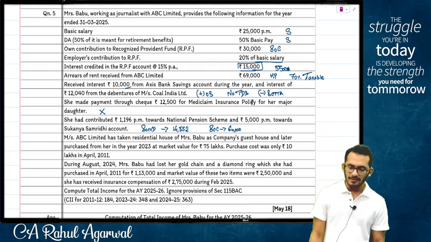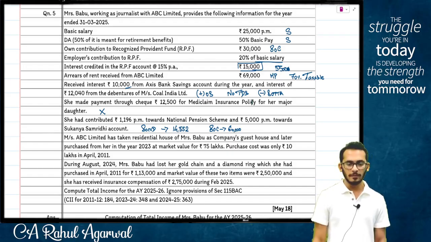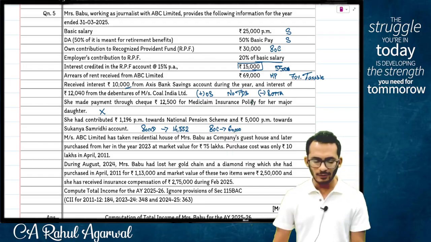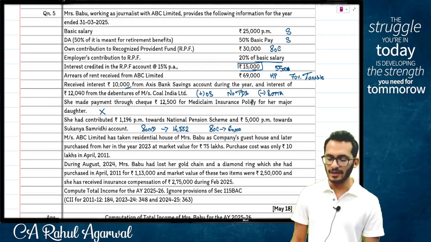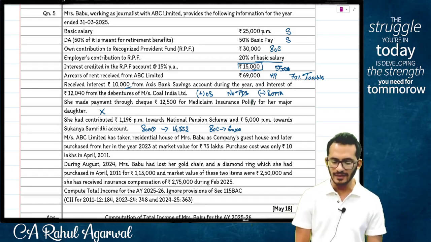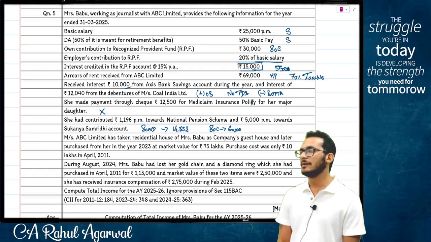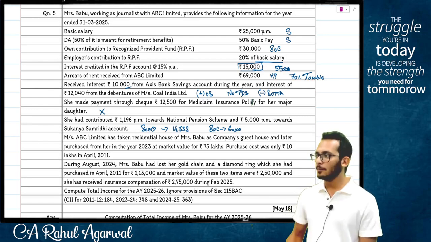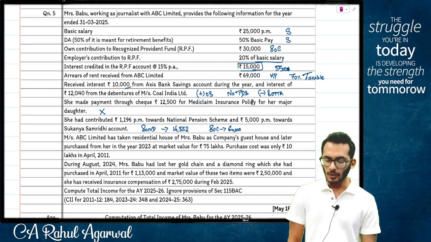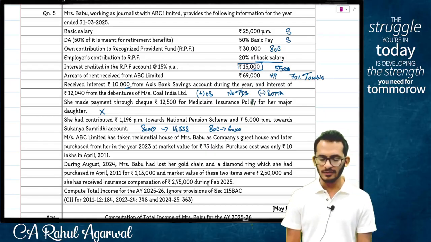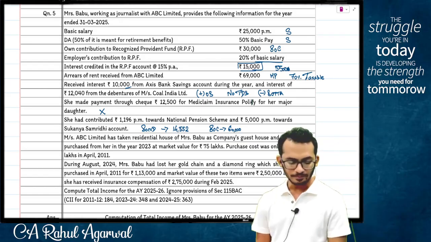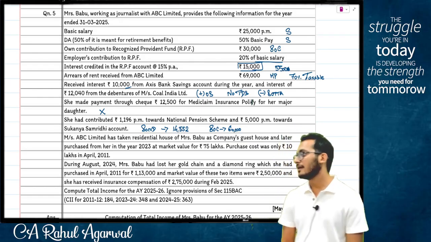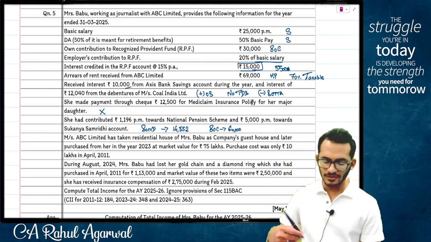Next, ABC Limited has taken residential house of Mrs. Babu as company's guest house and later purchased from her in the year 23 at a market value of 75 lakhs. Purchase cost was only 10 lakhs in April 2011. People, I took a guest house from Mrs. Babu and later on bought the guest house also in 2023 at a market value of 75 lakhs, where the purchase cost was only 10 lakh rupees. What to do? Nothing, ignore information.